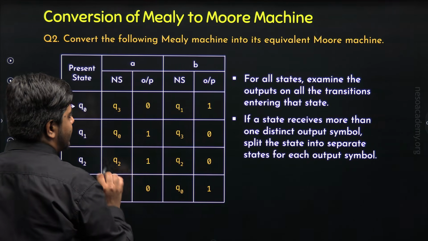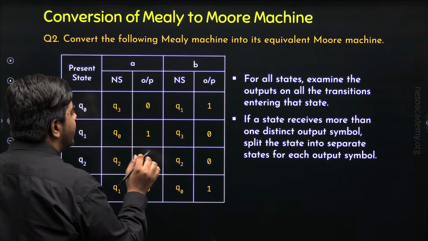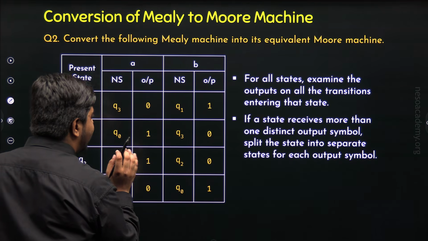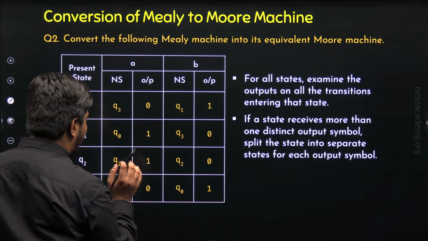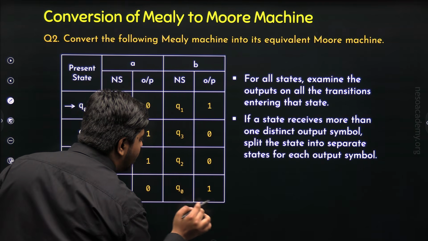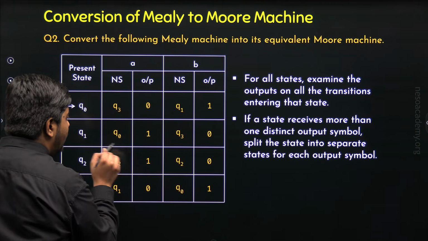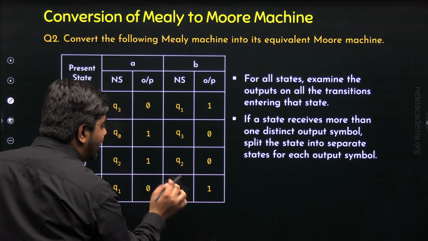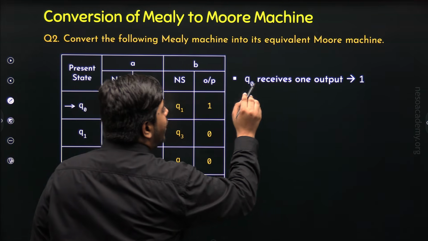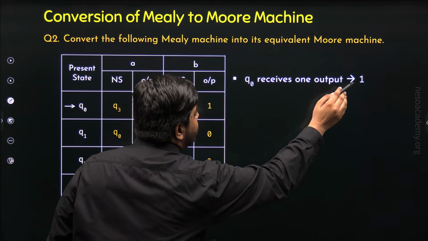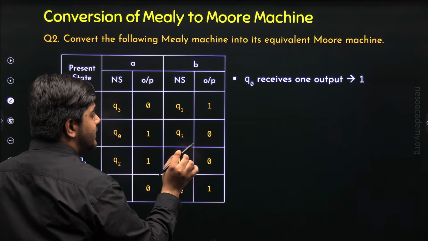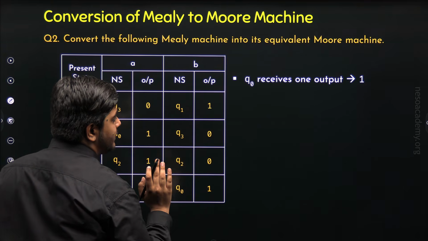So let's check all the states. Let's start with the state Q0. Q0 is receiving output 1. Let's check if there is one more Q0 or not. Yes, Q0 is again receiving output 1. So basically, Q0 receives only one output symbol, that is 1. So it will not be split into separate states because it is not receiving more than one output symbol.